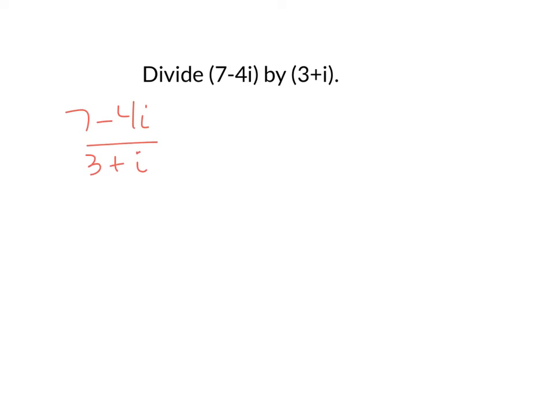What you've got to be careful of, you're not ever allowed to leave an i in your denominator, because you've got to think back to the very first slide. i is really the square root of negative 1, and you know you're not allowed to leave a square root in your denominator, so you're not allowed to leave an i in your denominator.